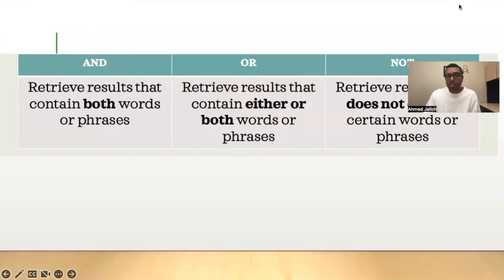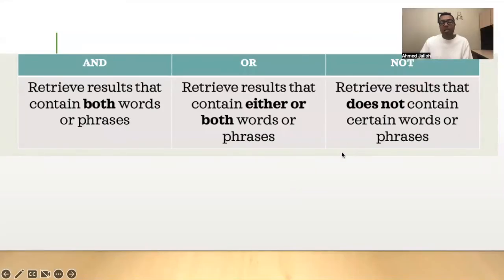In summary, we use and to retrieve results that contain both words or phrases in our research topic. We use or to retrieve results that contain either or both words or phrases. We use not to retrieve results that do not contain certain words or phrases in our research topic or research question.